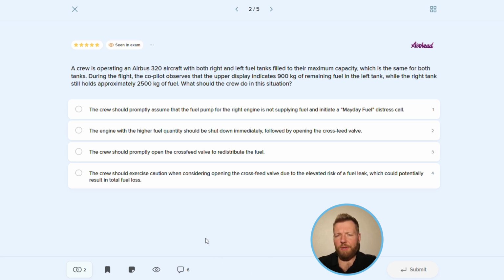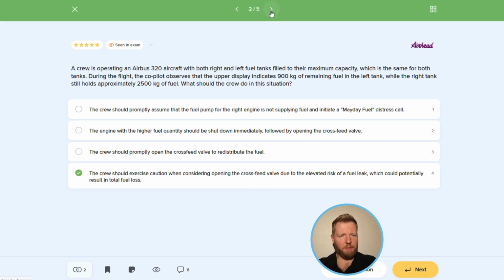If you'd like to learn more about a similar real case scenario, I would recommend you to read about Air Transat Flight 236. Now, coming back to the question, as we can see, the only reasonable answer is answer number 4. The crew should exercise caution when considering opening the crossfeed valve due to the elevated risk of a fuel leak, which could potentially result in total fuel loss. And this answer is correct.